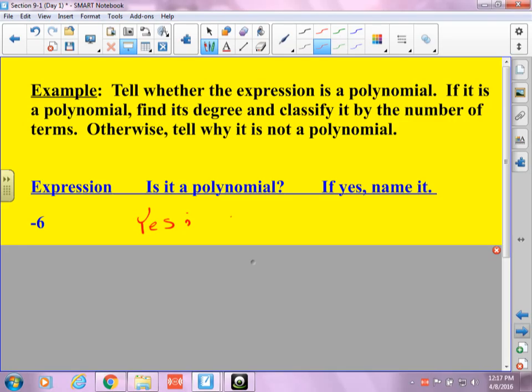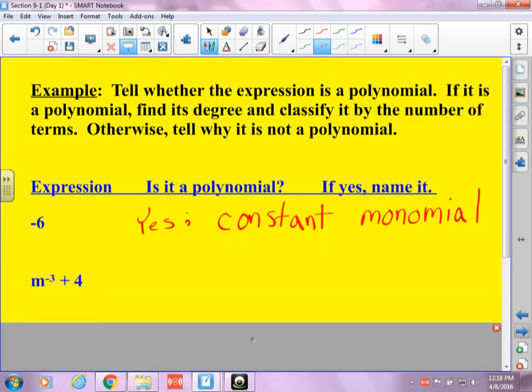It is constant. Why? Because it doesn't have an exponent. It does not have a variable with an exponent. Last name. Why? Because there's only one term. No addition or subtraction symbols cutting things in half.